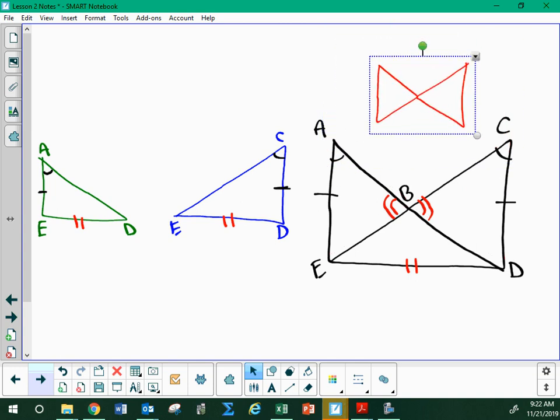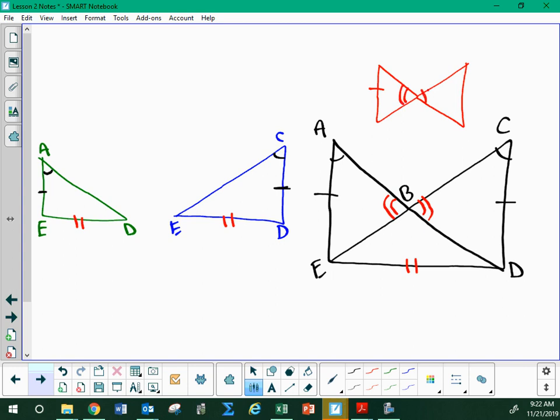For my bow tie triangles, you probably don't need to draw those separately because you can see it from your picture. But just so you guys can see it up here. Do I have enough information for my bow tie? Yes. I can say that triangle ABE is congruent to triangle CBD. And that would be by what? Good. Angle, side, angle, side. Awesome. Now, last class we learned something very important called CPCTC.